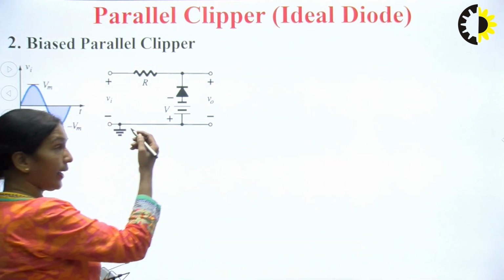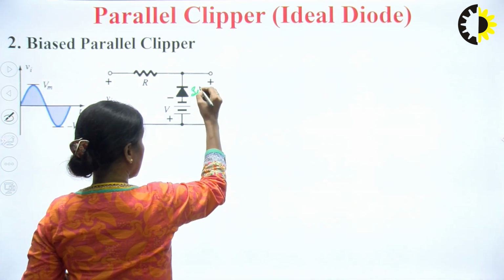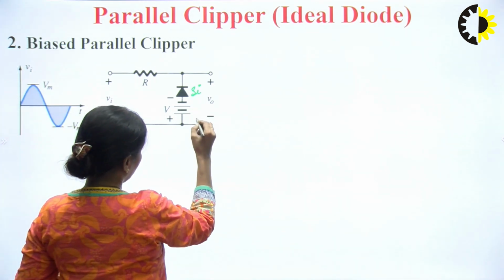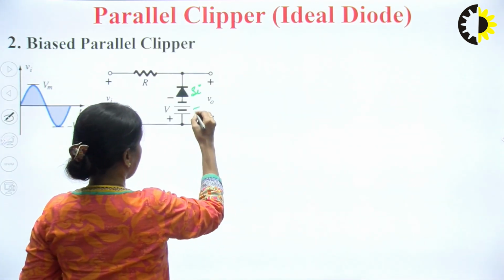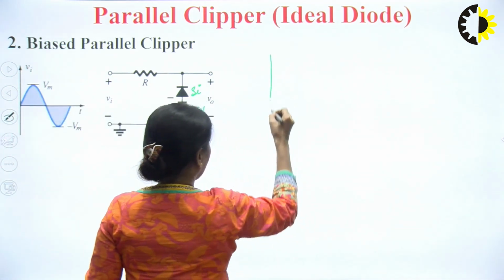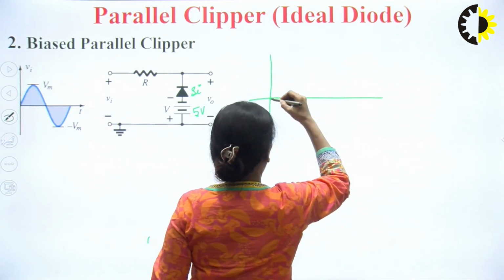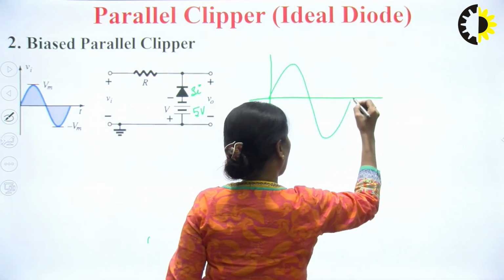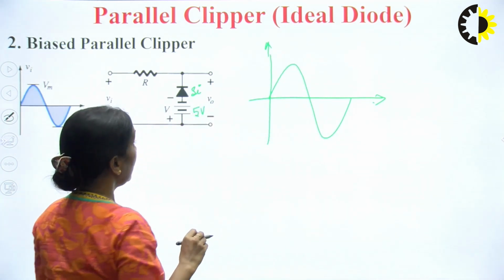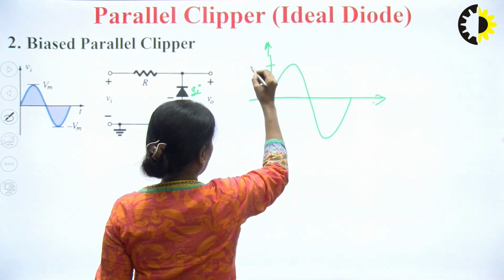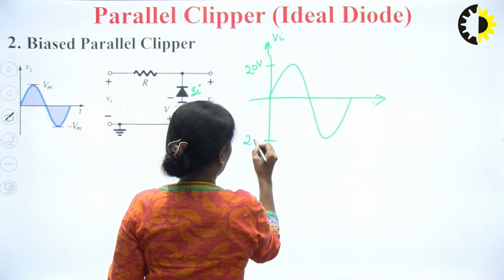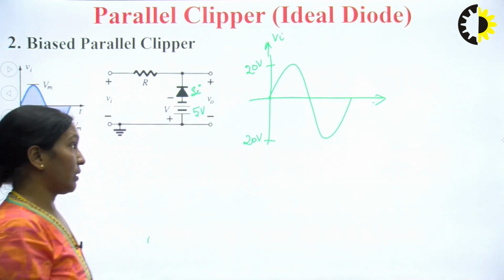Now I take this diode as the silicon diode. Let us take this battery as the 5 volt, and I am taking the signal as 20 volts, and this is also 20 volts. So let us start our analysis.